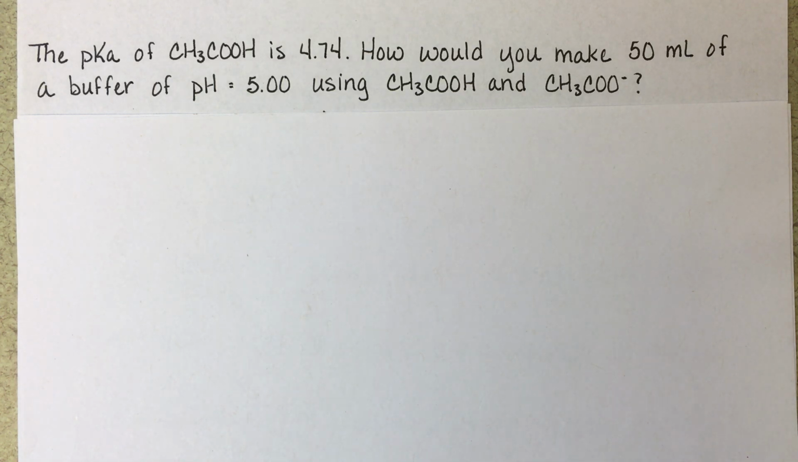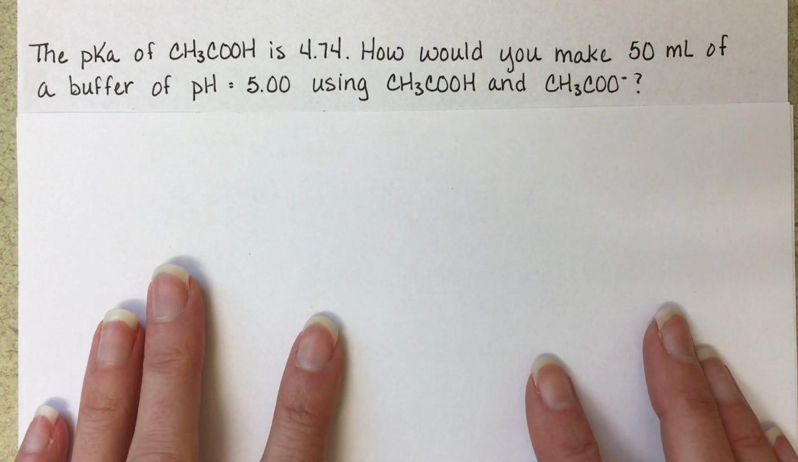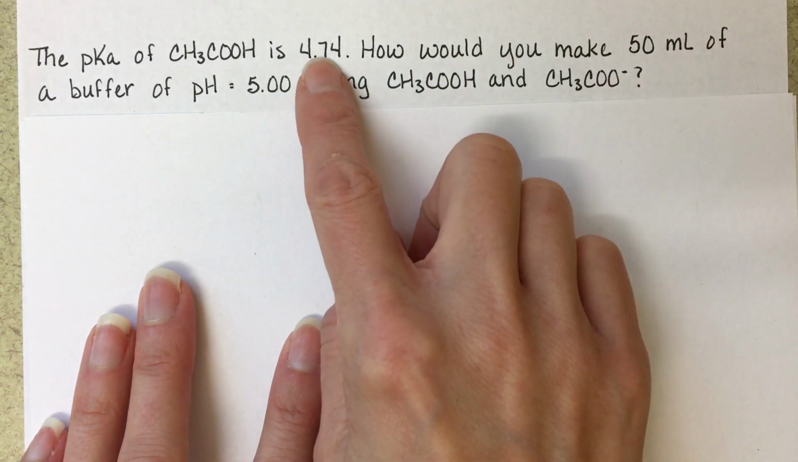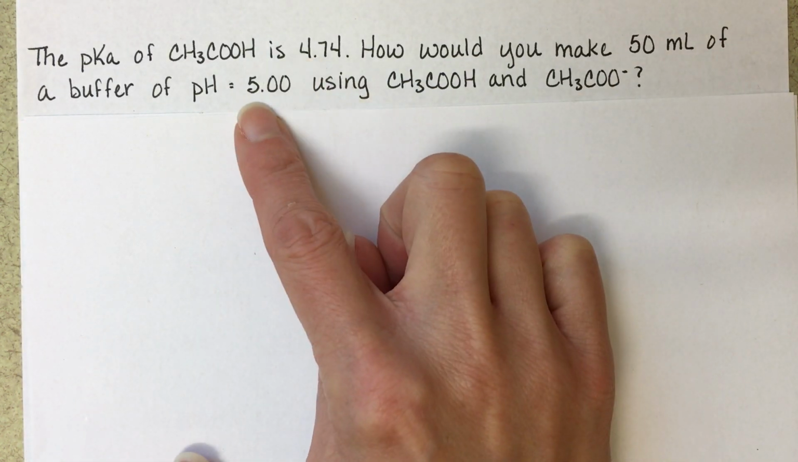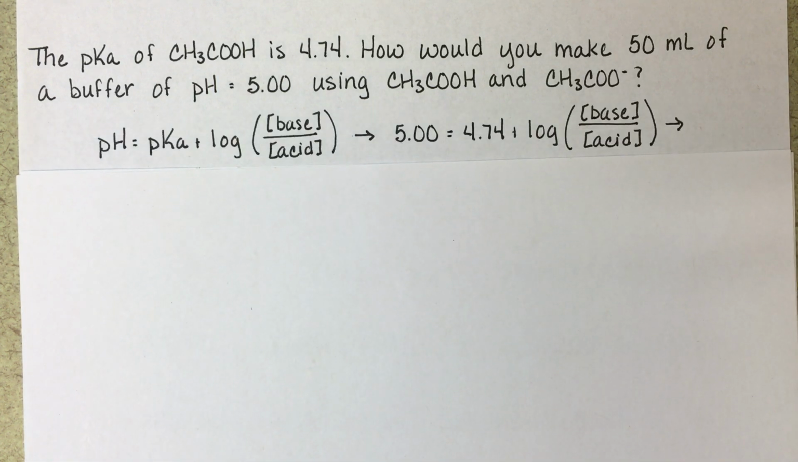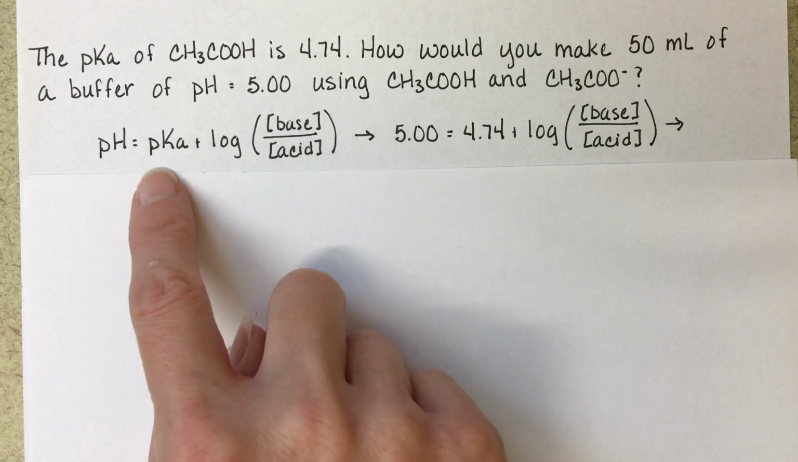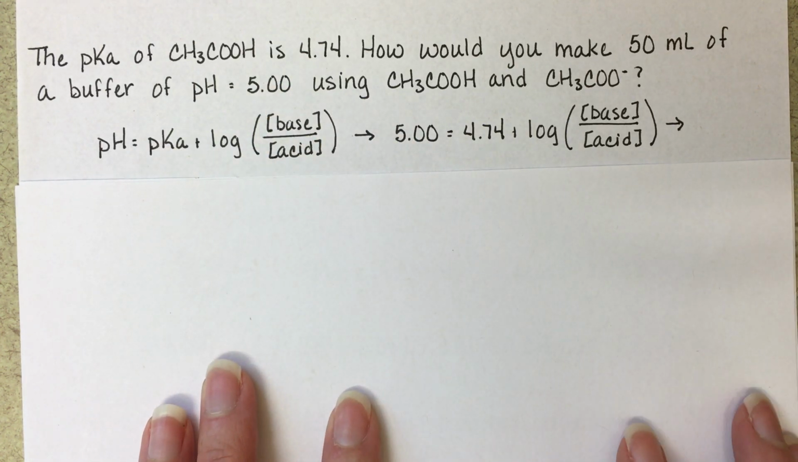This video is going to walk you through calculating how to make a buffer of a desired volume and pH if you are being given the acid and its conjugate base. We have acetic acid, which has a pKa of 4.74, and we want to make a buffer that has a pH of 5. We're going to use the Henderson-Hasselbalch equation to solve this problem because we know the desired pH and we know the pKa of the acid that we're working with.